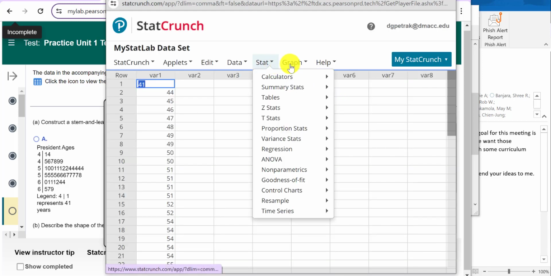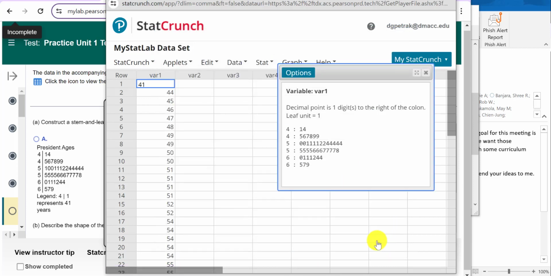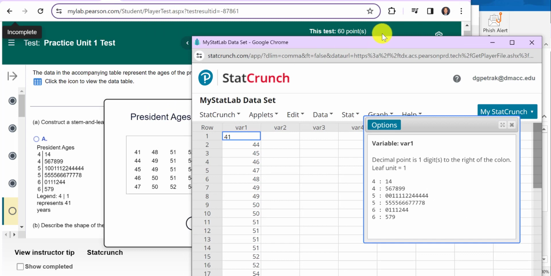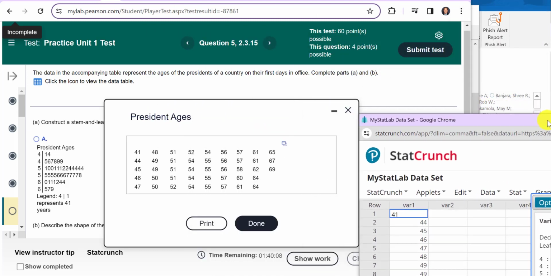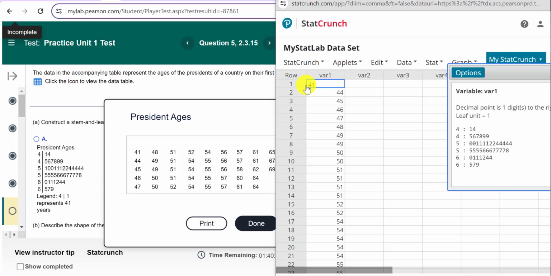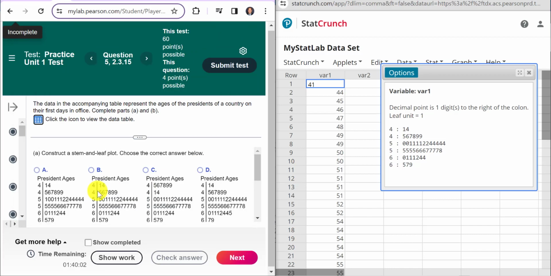So if we go Graph, Stem and Leaf, Var1, and if I just leave it default, let's see what it does. It looks like it does split it into 5s, right? Just like what we're seeing over here in our examples. So I'm going to try to do a little split screen here. Let's see if I can do that. There we go.